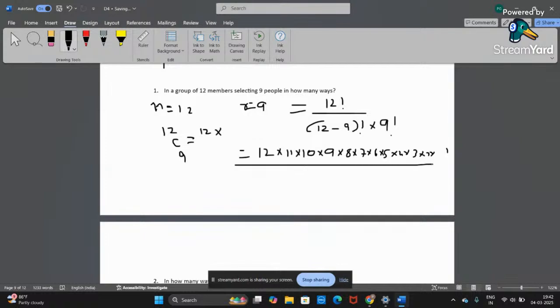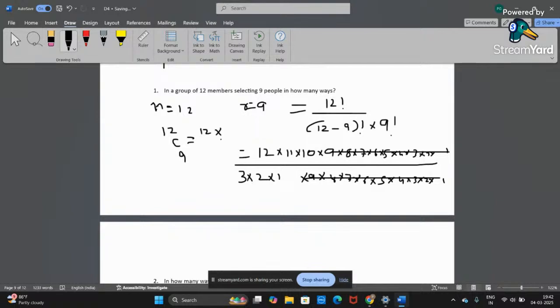Divide this by, what is 12 minus 9 factorial? It is 3 factorial, right? Write it down: 3 into 2 into 1. What is your 9 factorial? Write it down: 9 into 8 into 7 into 6 into 5 into 4 into 3 into 2 into 1. Now let's simplify this. This will get cancelled. This will get cancelled.